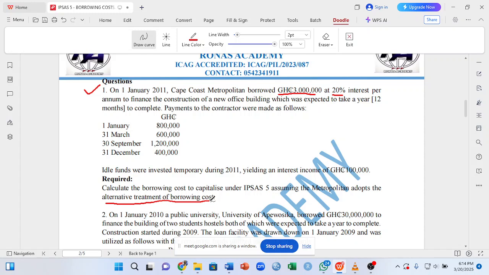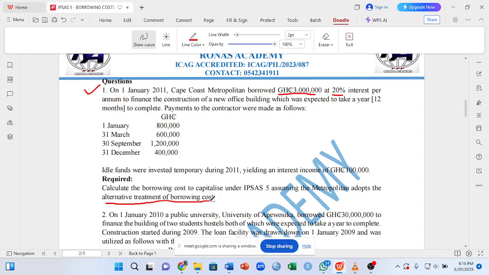In approaching questions relating to borrowing costs, if you are using the alternative treatment approach, the first thing you need to identify is the type of borrowing. Is the borrowing specific or general? It could be specific, general, or both. So in this question, what is the type of borrowing, and what aspect of the question tells you it is specific or general?